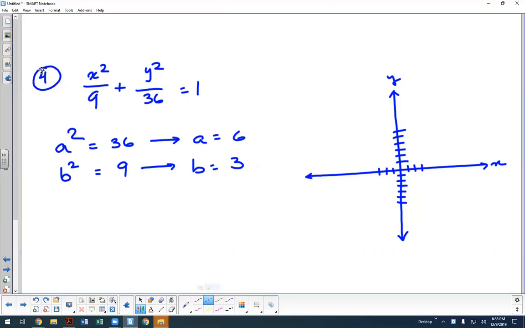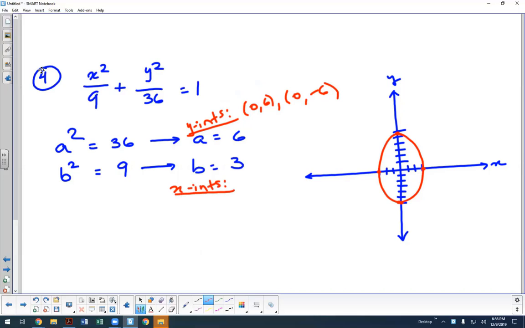So y-intercepts at positive 6, negative 6. X-intercepts at positive 3, negative 3. So vertical major axis. So larger denominator under y, which gives you the y-intercepts. And that means the smaller denominator gives us the x-intercepts.